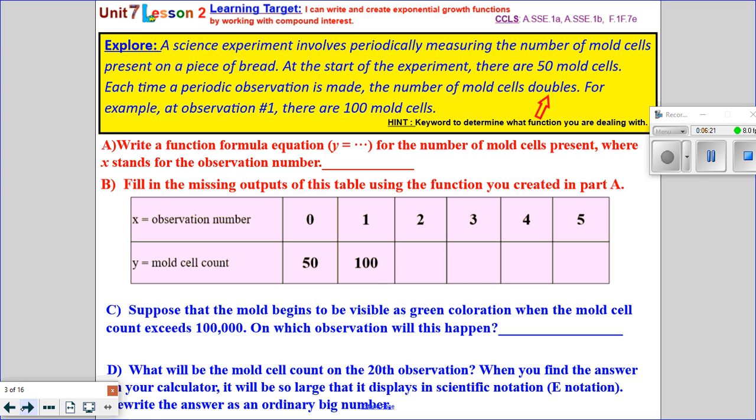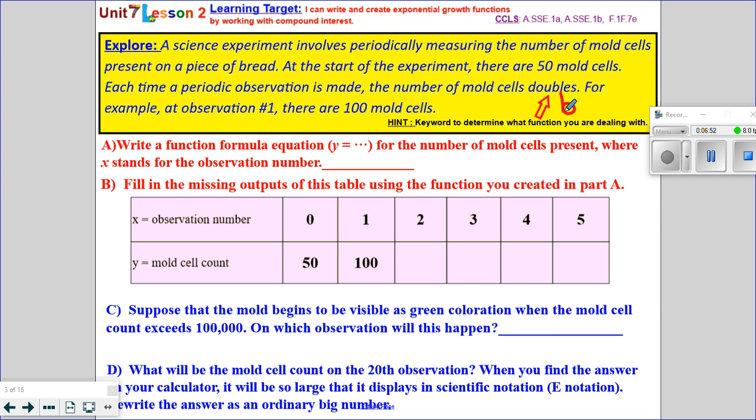So this one says explore. A science experiment involves periodically measuring the number of mold cells present on a piece of bread. At the start of the experiment, there are 50 mold cells. Each time a periodic observation is made, the number of mold cells doubles. So it doubles. For example, at observation 1, there are 100 mold cells.